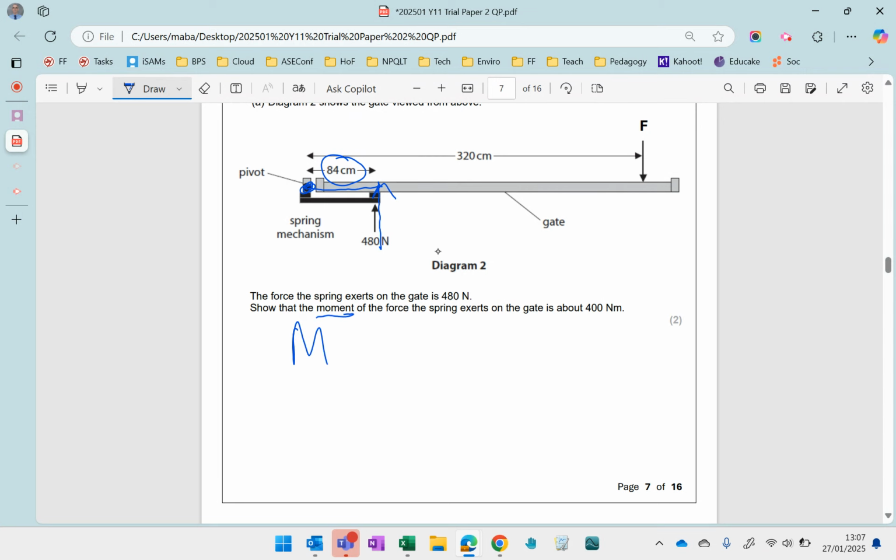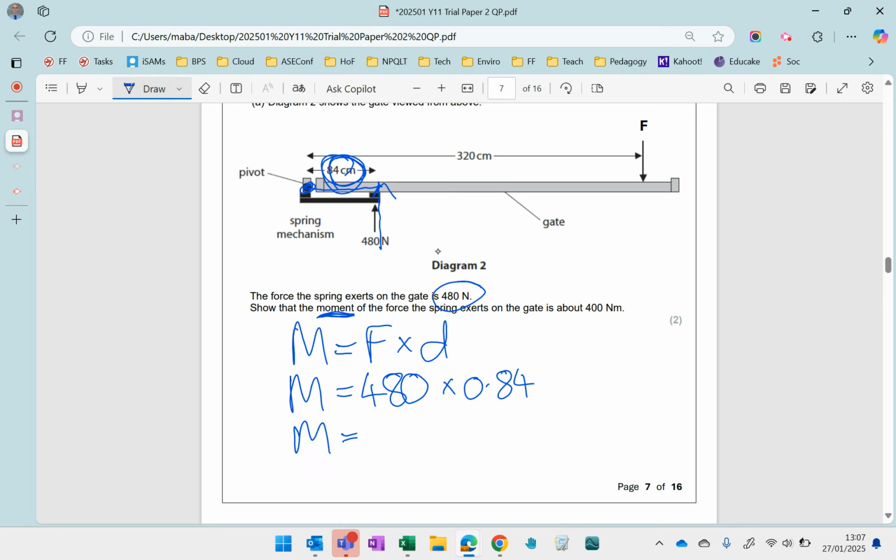It's asked us to calculate the moment of the force, so we need the formula: moment of force is force times perpendicular distance from the pivot. The force is 480 newtons, and then the distance is 0.84. Why? Because this is 84 centimeters, so we need to convert that into meters.